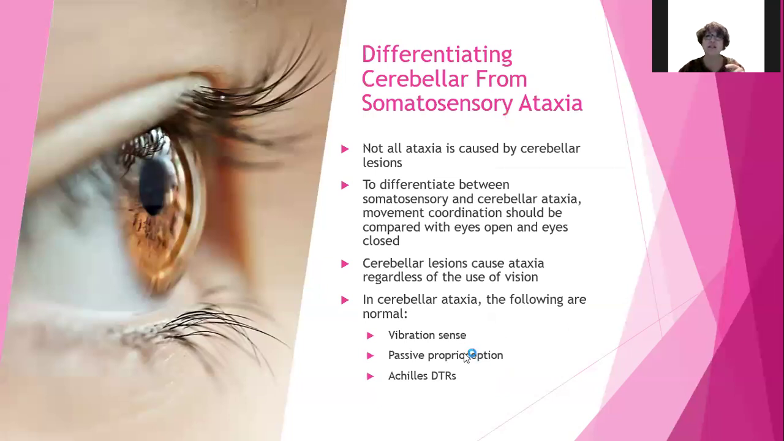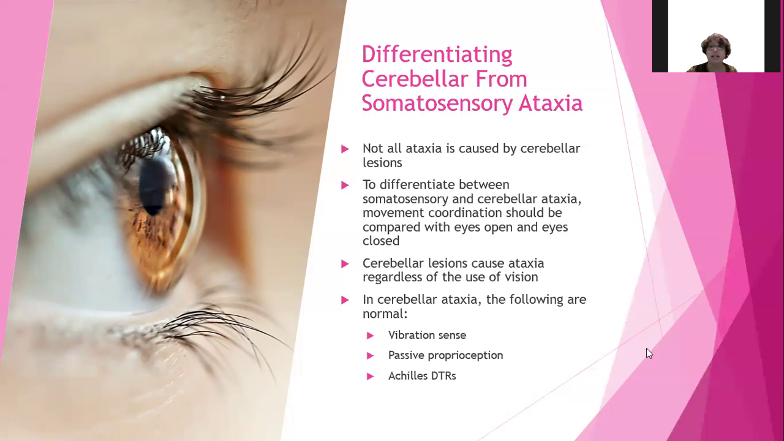So not all ataxia is caused by cerebellar lesions. You can have sensory ataxia as well. So your movements are discoordinated because of some disconnect in the sensory system. To differentiate between somatosensory and cerebellar ataxia, movement coordination should be compared with eyes open and eyes closed. So cerebellar lesions are going to cause ataxia regardless of the use of vision.